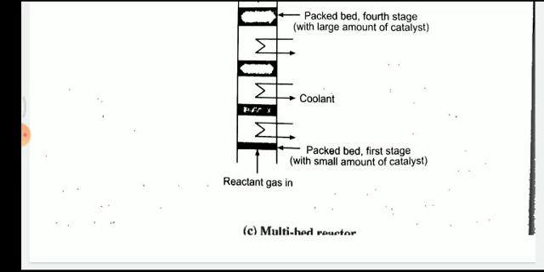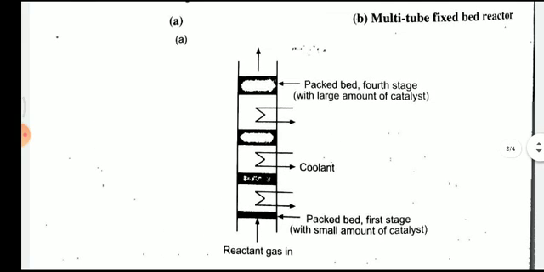Okay, so now at the final stage, the packed bed fourth stage, there is a large amount of the catalyst. Then again cooling is supplied, and at the last we get the product gas.